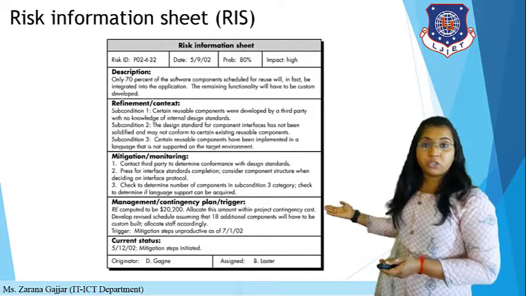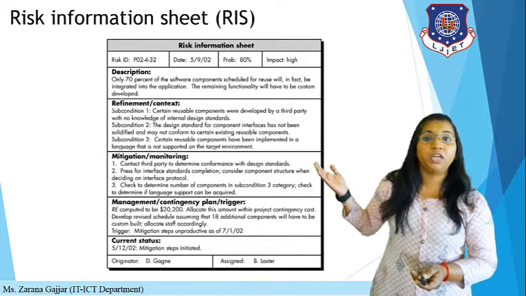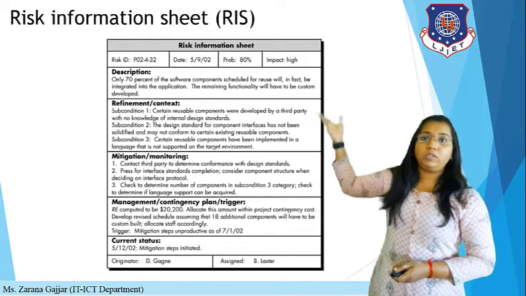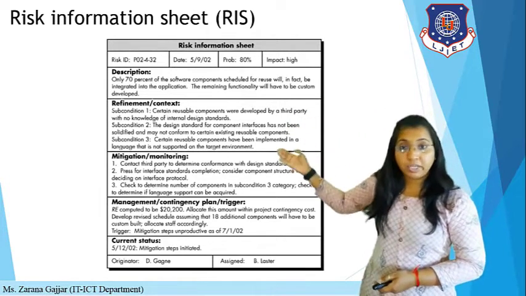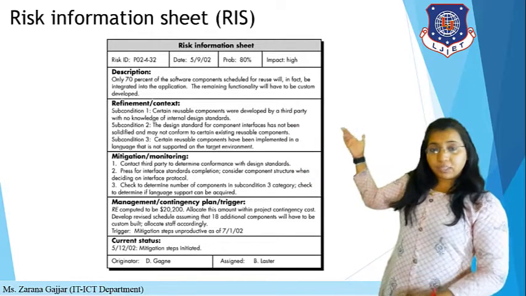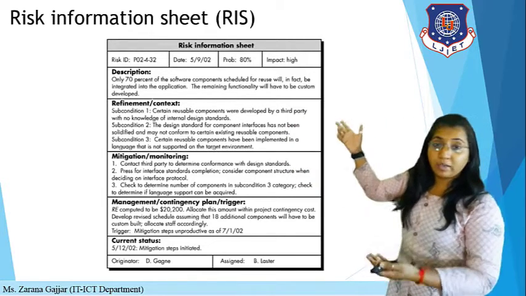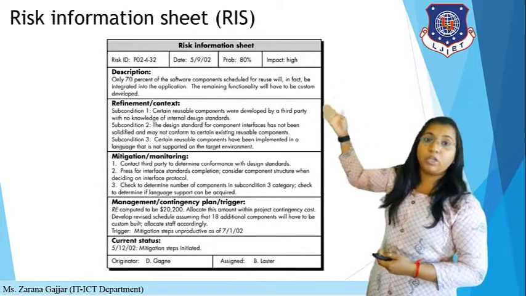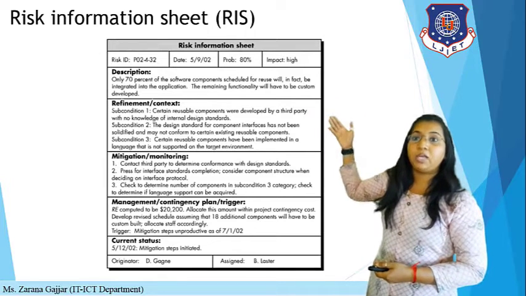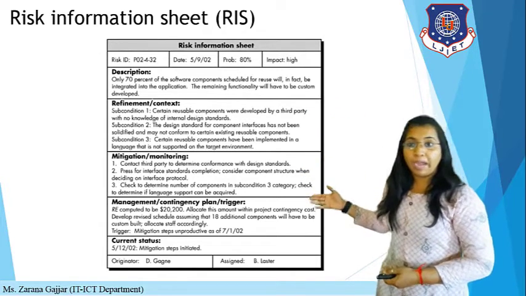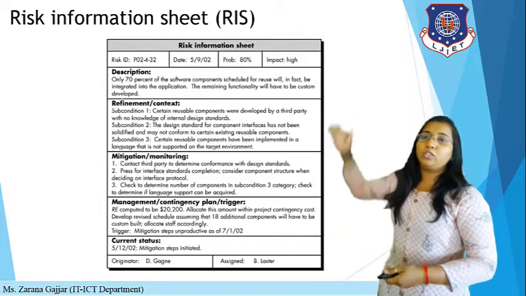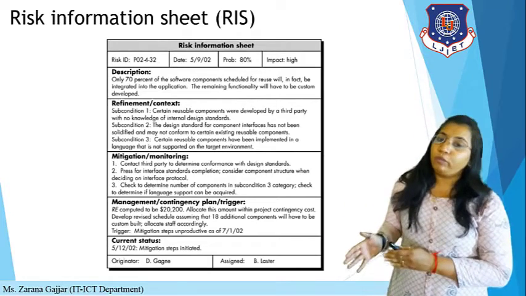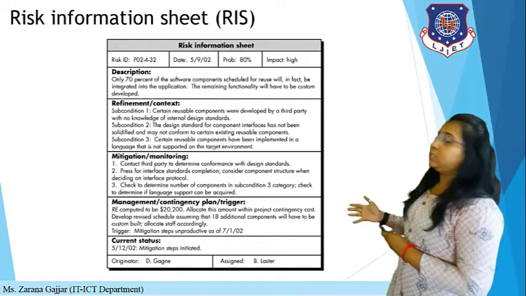So what is this RIS? This is the basic structure of the RIS, that is the risk information sheet. Here a team member can fill in all the values like the risk ID, on which date the risk was analyzed, what is the probability of that particular risk, and what is the impact, either low or high. Then you have to describe that particular risk. So description, then the refinement step, how to mitigate this, how to manage it, and the current status. So this is the kind of risk information sheet that is managed by the software team members.